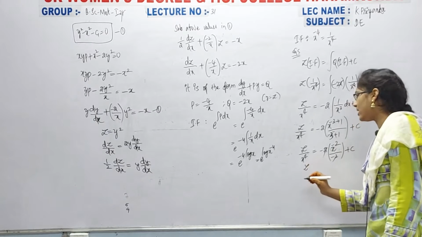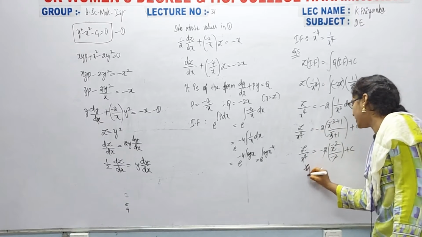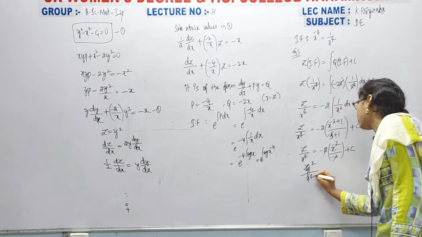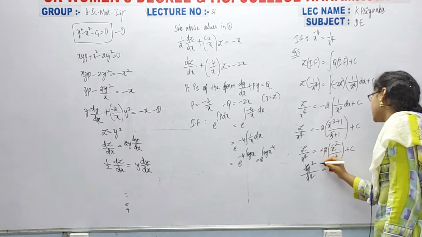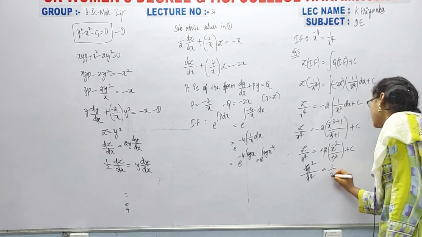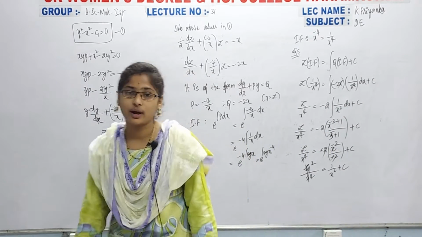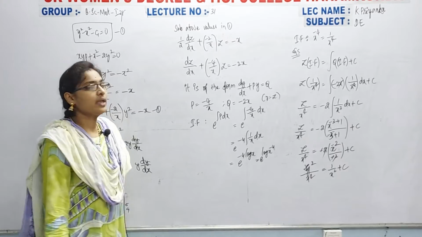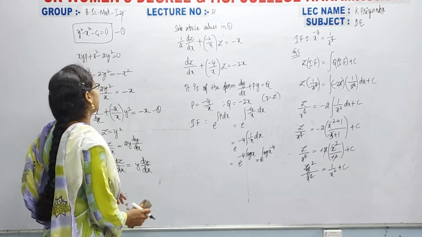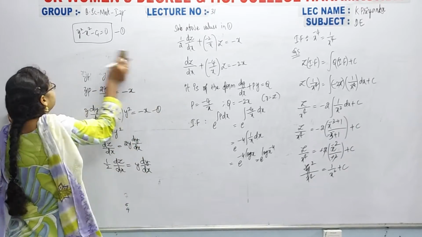Now z value is nothing but y square. So y square by x power 4 equal to minus minus get cancelled. So it is 1 by x square plus c. Now finally what we can write, ma? We can write by taking the x power 4 cross multiplication also. Okay.